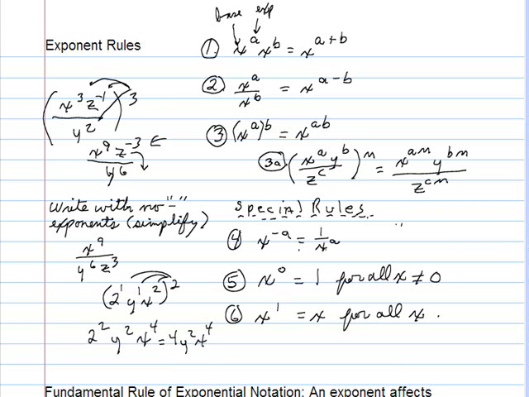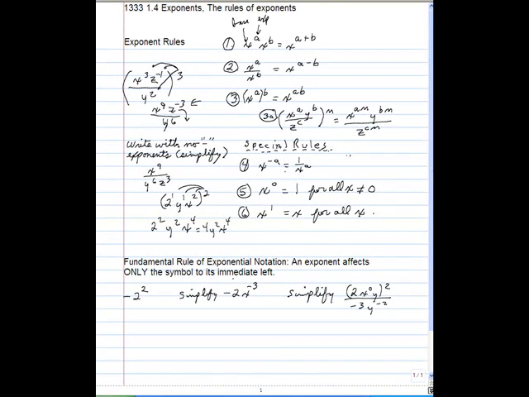Now the last thing I want to talk about is exponential notation itself. And I want to talk to you about something that confuses a lot of people. It's called the fundamental rule of exponential notation. It's not a rule of exponentials. It's just a rule about the notation. And it means that when you write an exponent, that exponent affects only the symbol to its immediate left. Immediate left means the first symbol you come to the left.